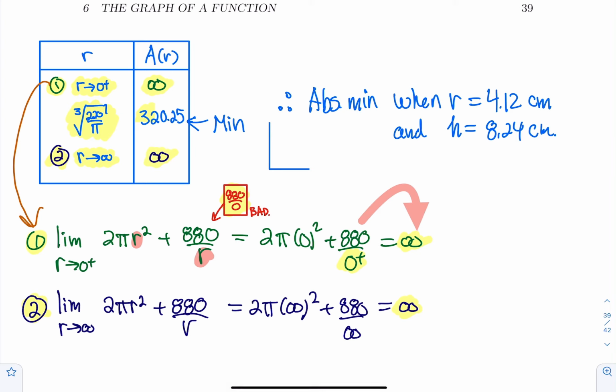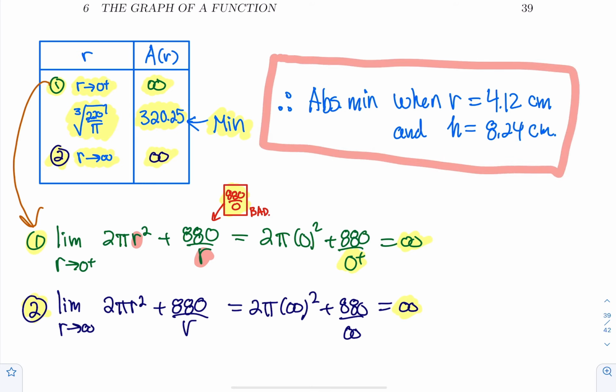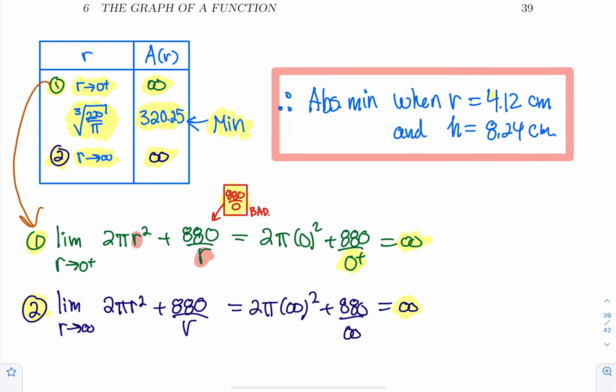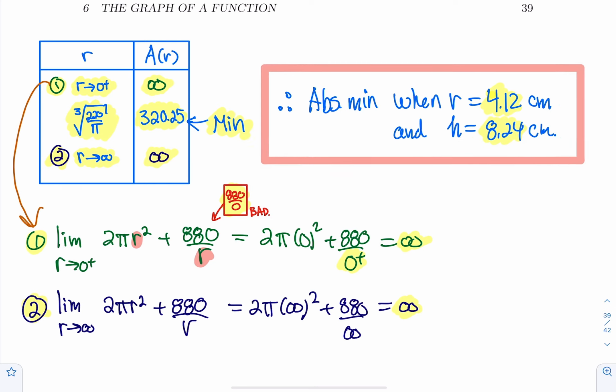So of course, when you're computing the output at 4.12 inside your area formula, double check that you get 320.25. This is obviously the minimum. So the conclusion here is that the absolute minimum is reached when r is equal to 4.12 centimeters, and then the corresponding height is 8.24 centimeters. So those are the dimensions that you need in order to minimize the total area of that can.